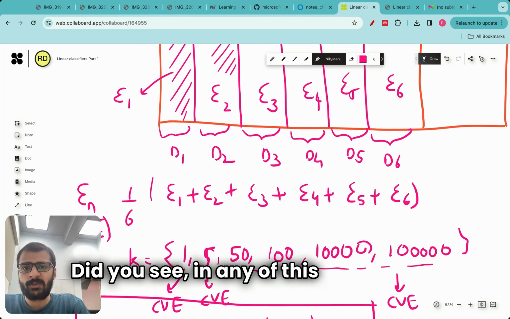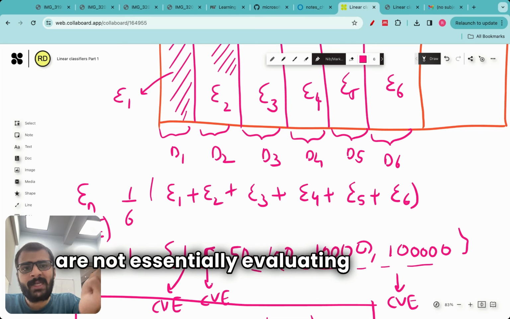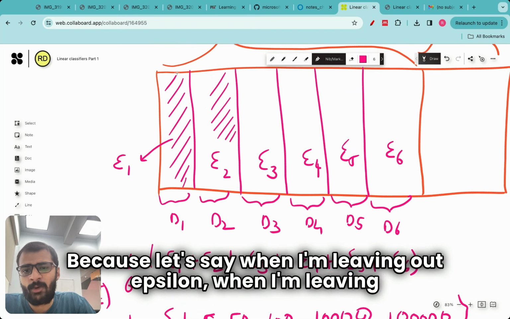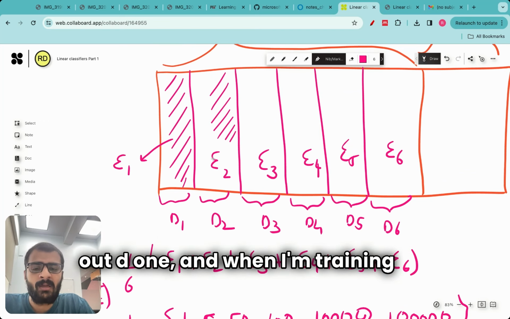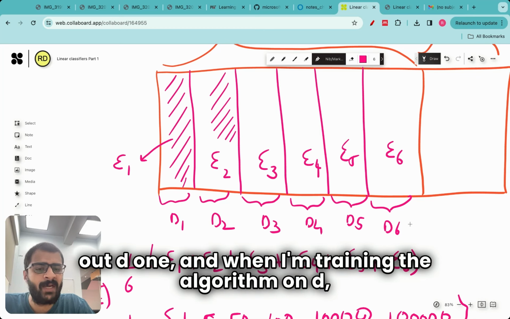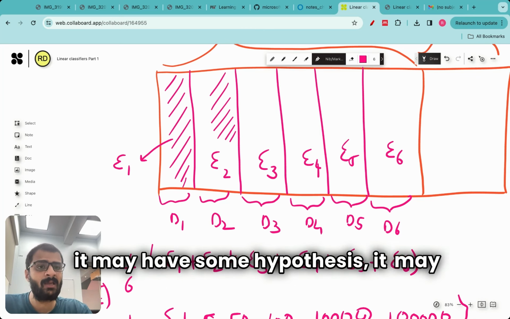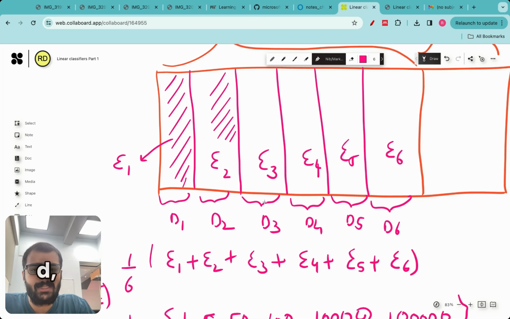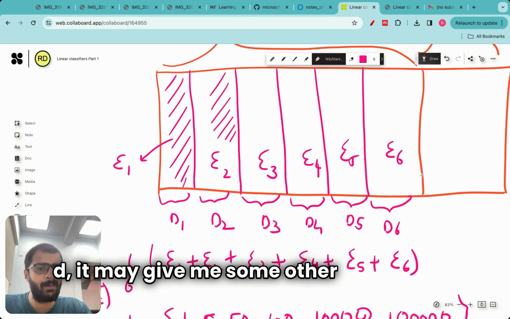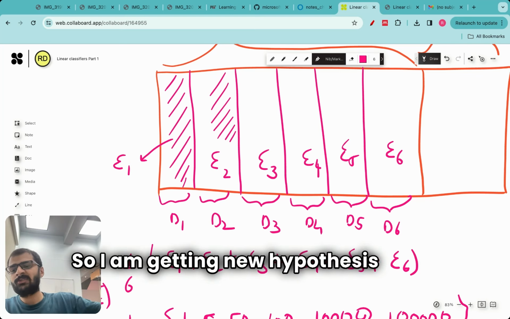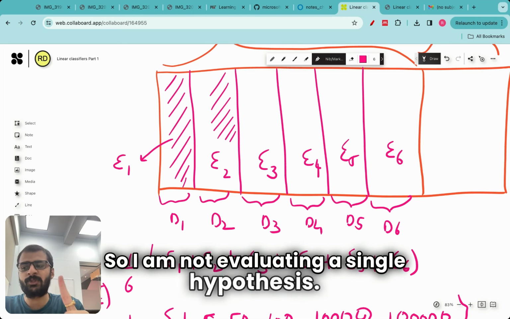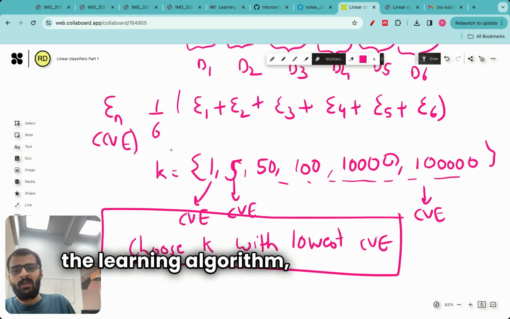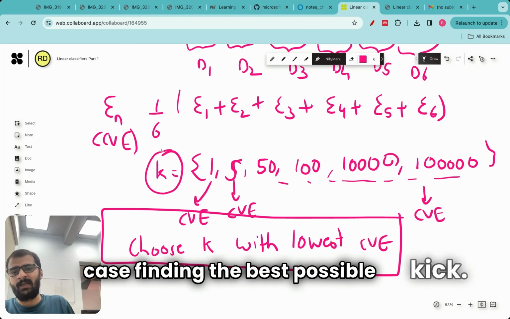Did you see, in any of this process we are not essentially evaluating one single hypothesis, right? Because when I'm leaving out d1 and training the algorithm on d2, d3, d4, d5, d6, it may give me some hypothesis. Whereas when I'm leaving out d2 and training on d1, d3, d4, d5, d6, it may give me some other hypothesis. So I'm getting a new hypothesis every time. So I'm not evaluating a single hypothesis. My goal here is to essentially evaluate the learning algorithm, which means in this case finding the best possible k.